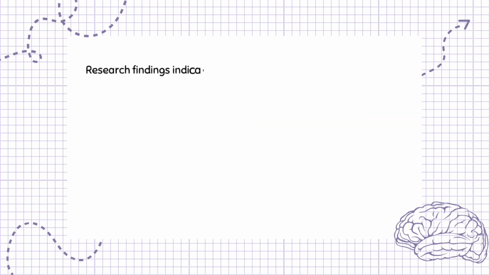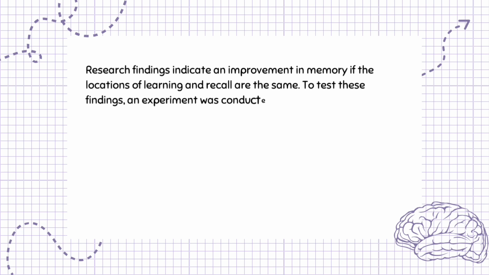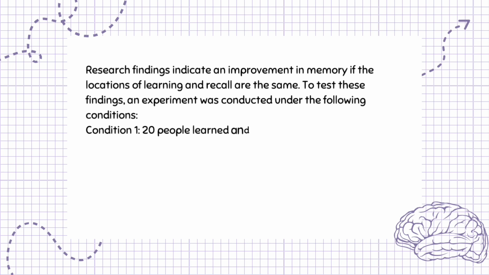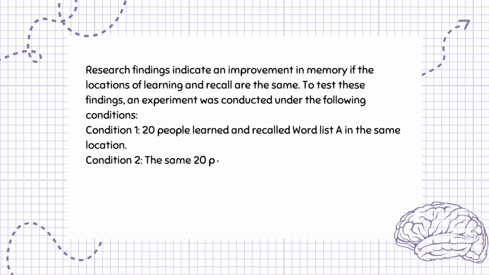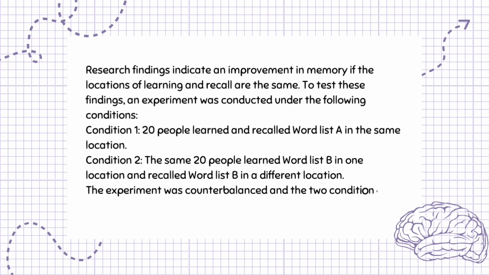Research findings indicate an improvement in memory if the locations of learning and recall are the same. To test these findings, an experiment was conducted under the following conditions. Condition 1: 20 people learned and recalled word list A in the same location. Condition 2: the same 20 people learned word list B in one location and recalled word list B in a different location. The experiment was counterbalanced and the 2 conditions were completed in a single day.